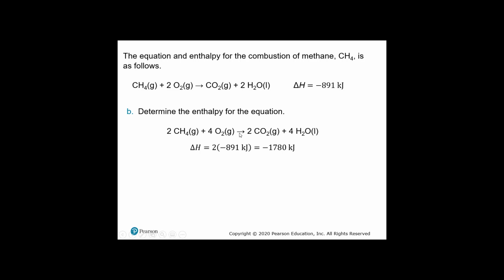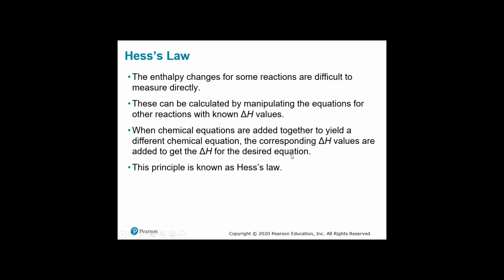Okay, determine the enthalpy for the equation. In this case, everything here has been doubled. You can see here's the original, and here it is being doubled, which means that you also have to double the value. So if we double the value, it is negative 1780 kilojoules.